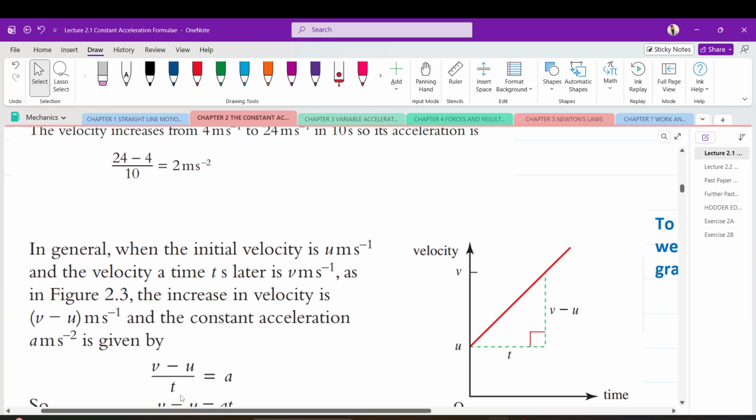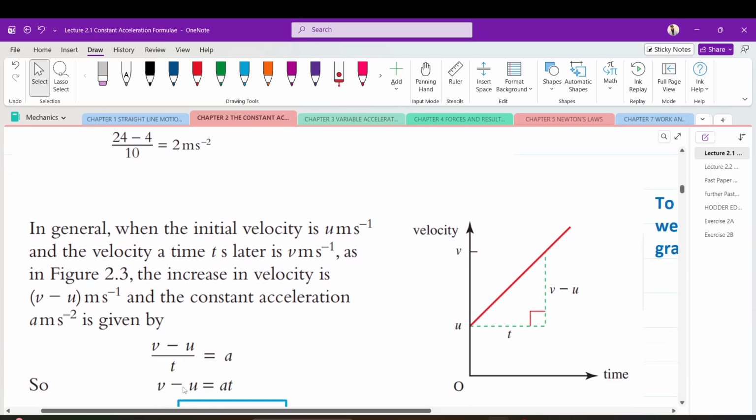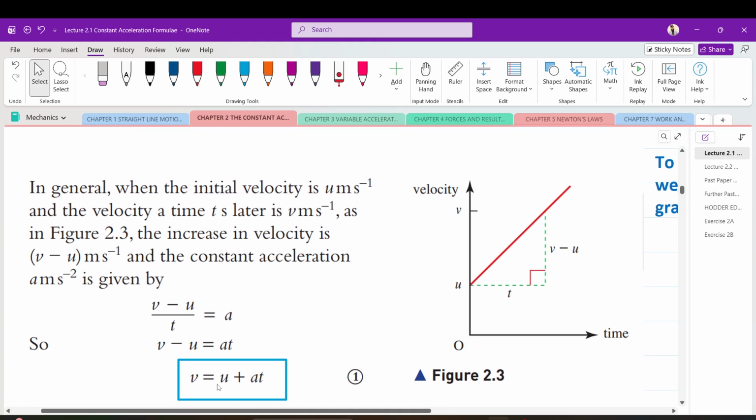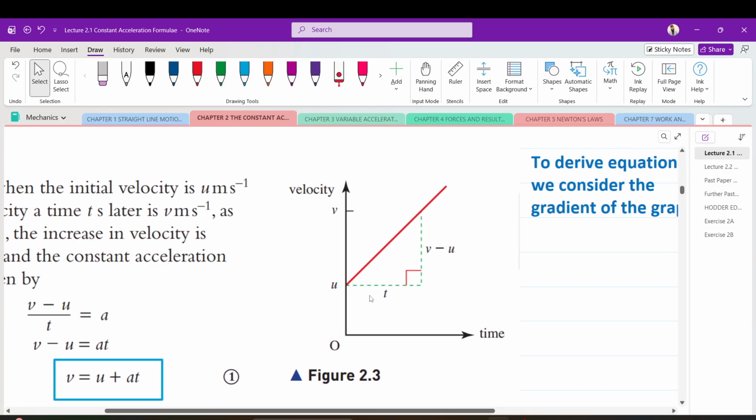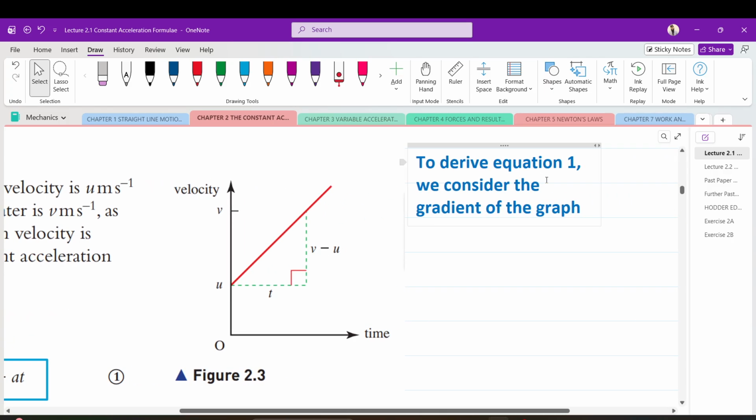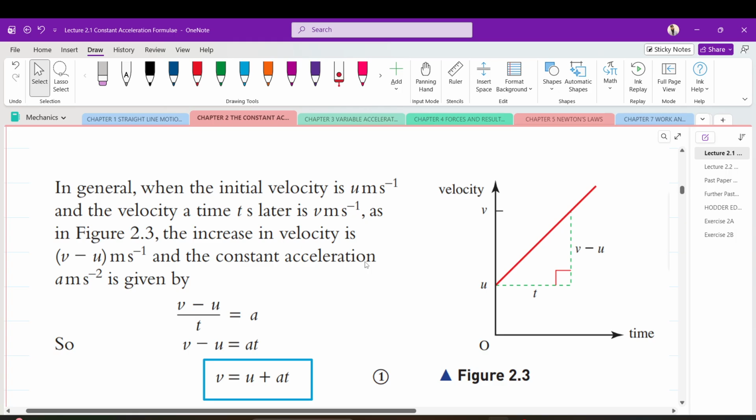Now if I rearrange this equation, I will end up with v equals u plus at. This is the first equation of motion that we derive. And how do we derive it? We derive it from the gradient of the velocity time graph. So to derive equation 1, we consider the gradient of the graph.